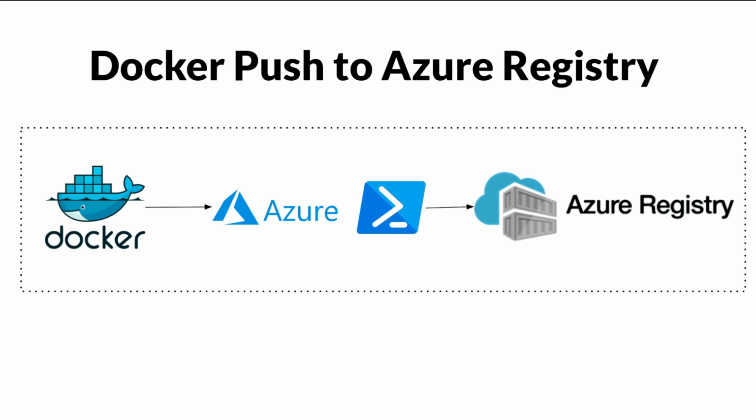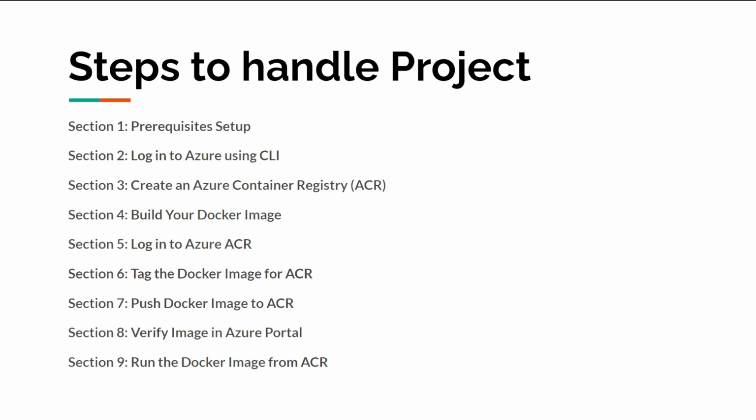So in this session we are going to understand how to build a Docker image, and push the same Docker image to the Azure registry. We are going to take the full demo where we do the Docker build, Azure CLI login, the different commands of the Azure CLI, and the creation of the Azure registry to push the Docker image. So let's see what steps we are going to discuss here.